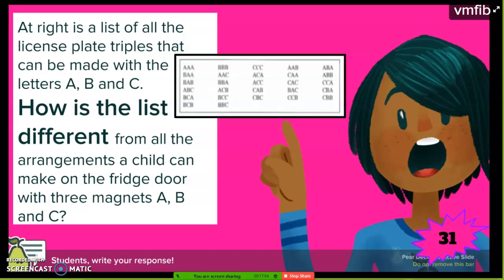Our child only has 3 magnets. So, 1A, 1B, and 1C. So can a child make AAA? No. The difference is the license plate triples is a permutation with repetition. Repetition is allowed. And the 3 magnets on the refrigerator door is a permutation with no repetition.